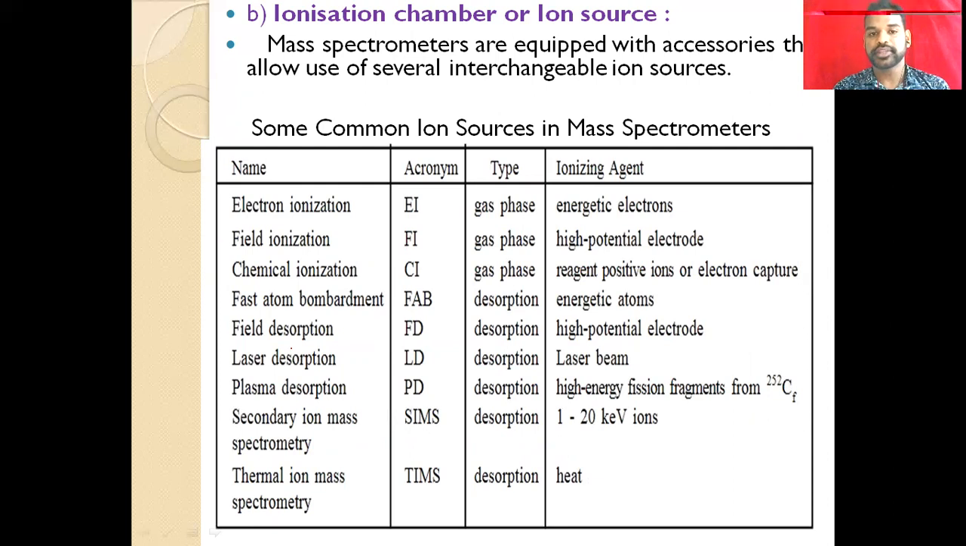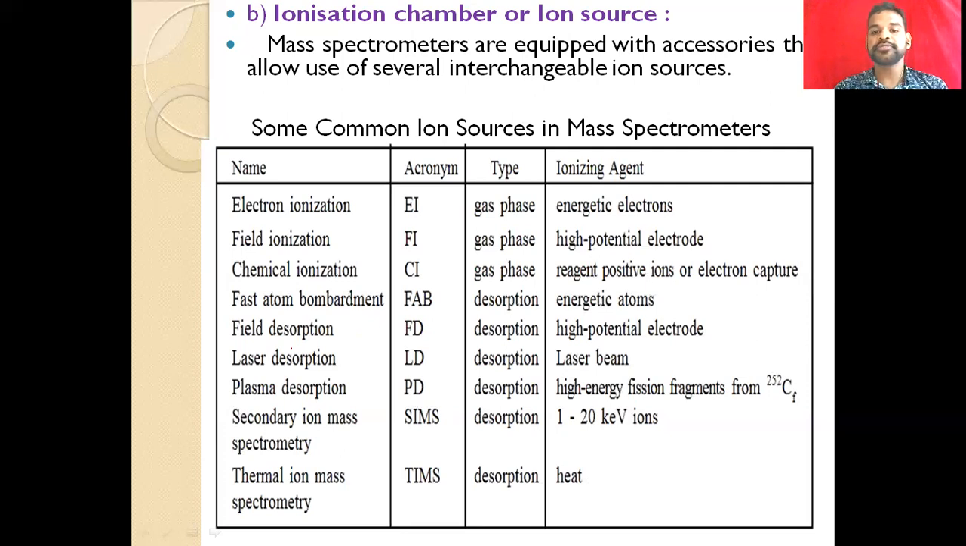Here it is normally used in the gas phase, with energetic electrons. So the ionizing agent is energetic electrons. And then field ionization, FI, is also gas phase, and the type is a high potential electrode. They are producing the ions by a high potential electrode. And in the first one, energetic electron means they are bombarding with energetic electrons.